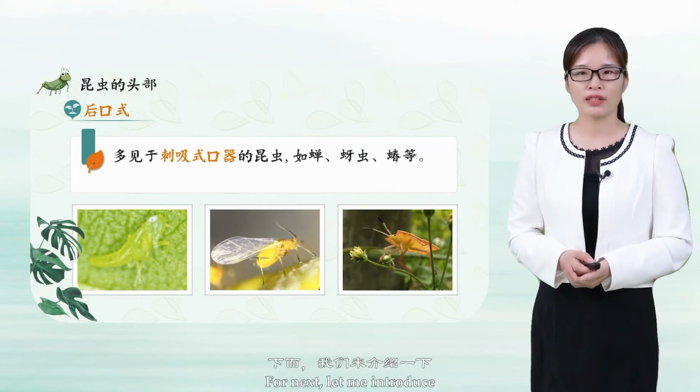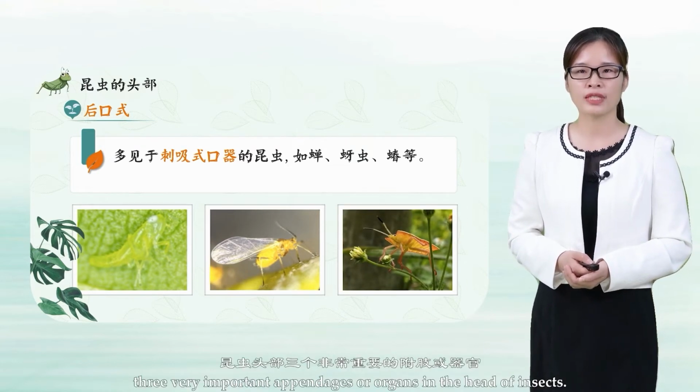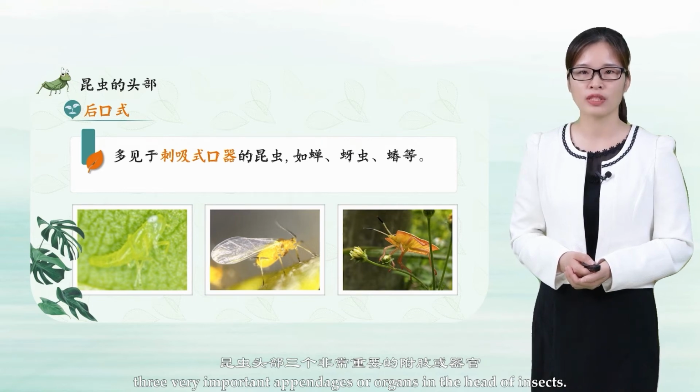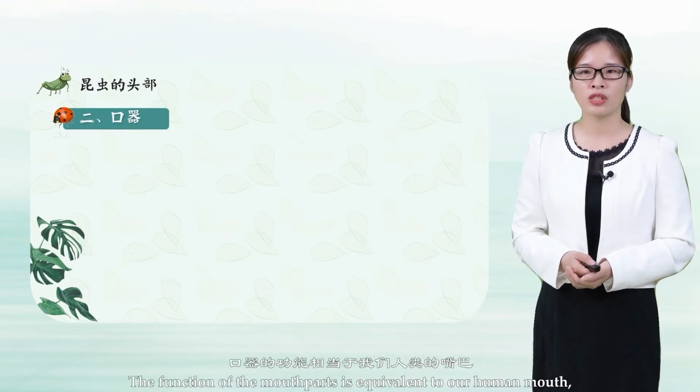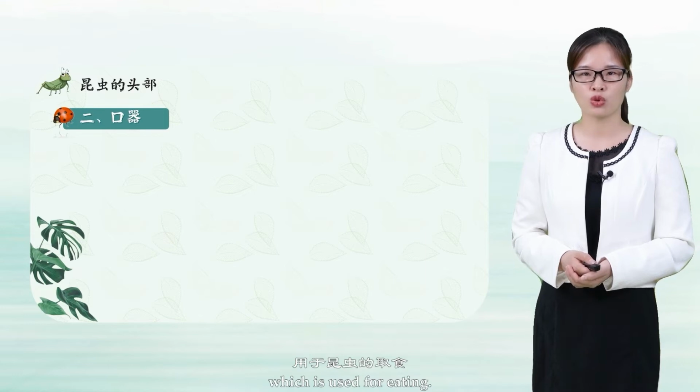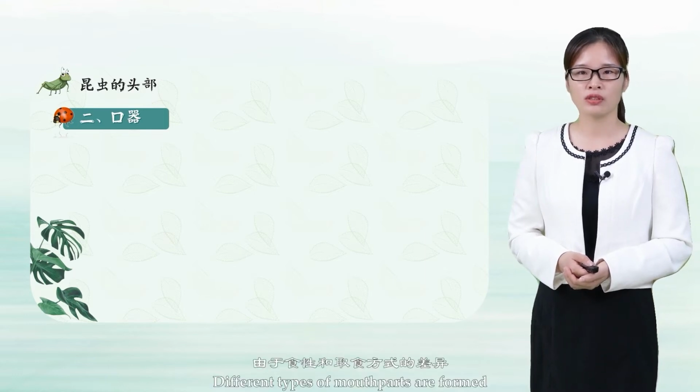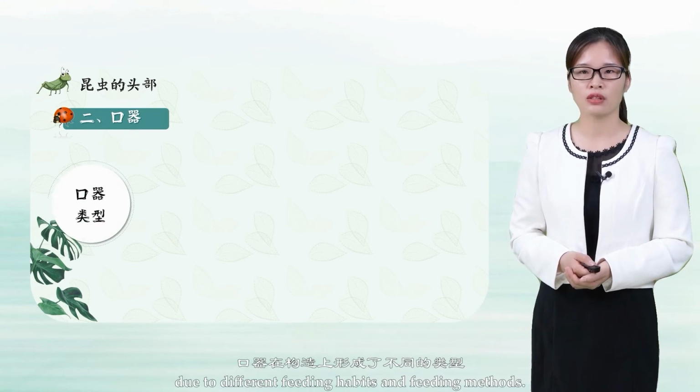Next, let me introduce three very important appendages or organs in the head of insects. First, let's take a look at the mouthparts. The function of the mouthparts is equivalent to our human mouth, which is used for eating. Different types of mouthparts are formed due to different feeding habits and feeding methods.